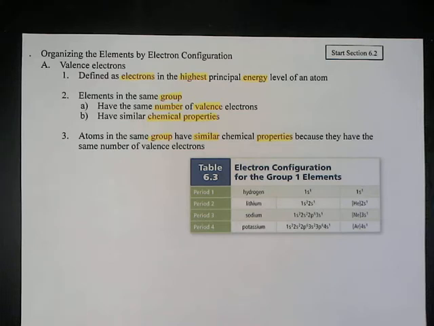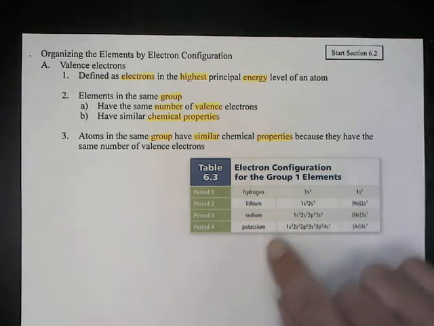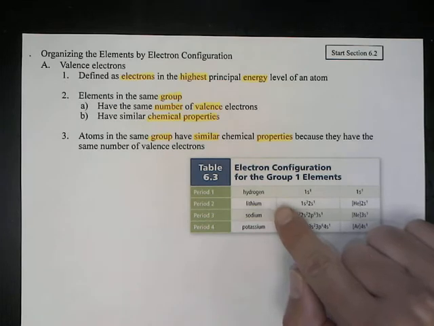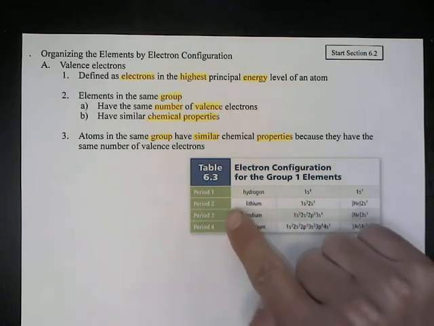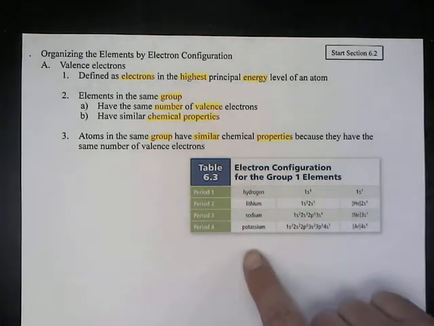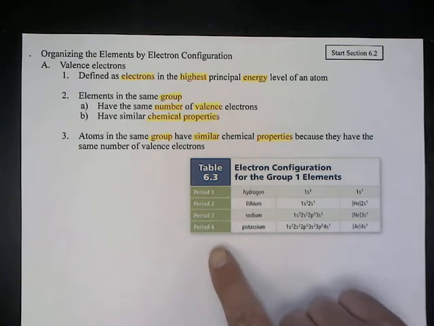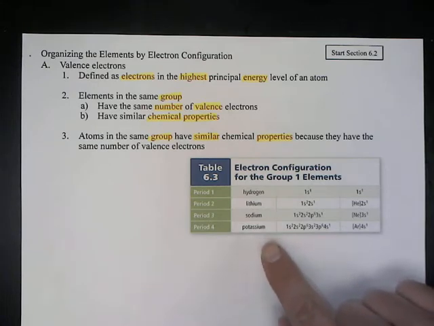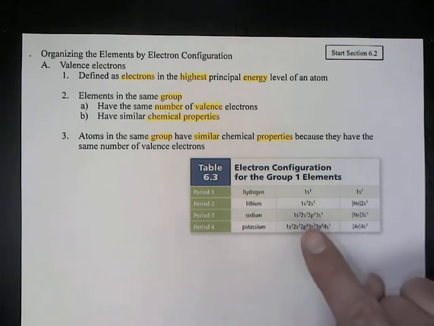Okay, so we start out here with valence electrons, which we already introduced in the last chapter. Valence electrons are the electrons in that outermost energy level, or as we see here, the highest principal energy level. To help explain that, I have this chart, and it shows our element hydrogen. Its valence electrons are found in period 1, or the first energy level. And if you go all the way down to potassium, which is in the same group, its valence electrons are found in period 4.